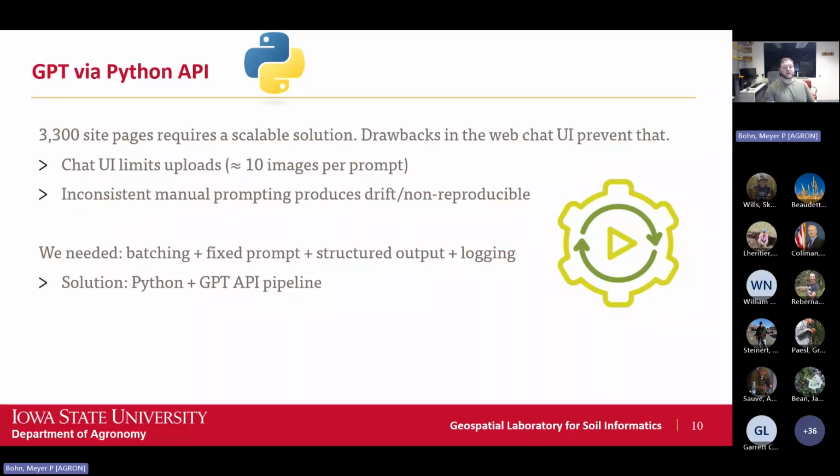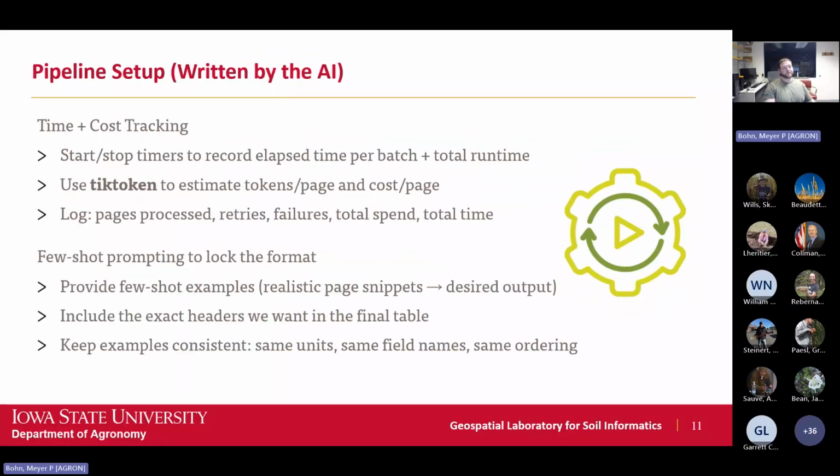So we looked to this GPT API pipeline with Python. I was able to track the cost and the time between pages across the whole job. You could use tiktoken to estimate how many tokens you were using from the API, which is how it tallies the cost for using the service. And then also you could error log.